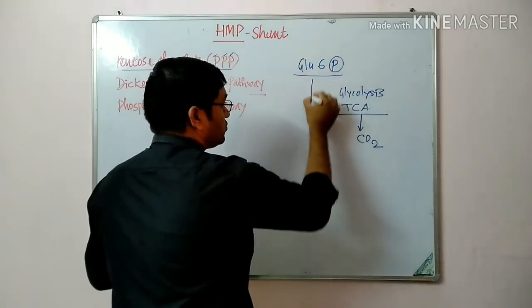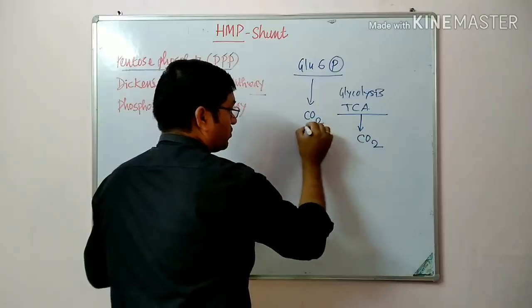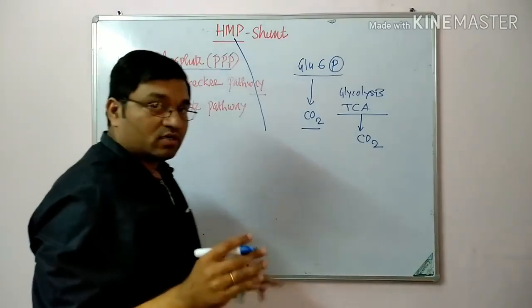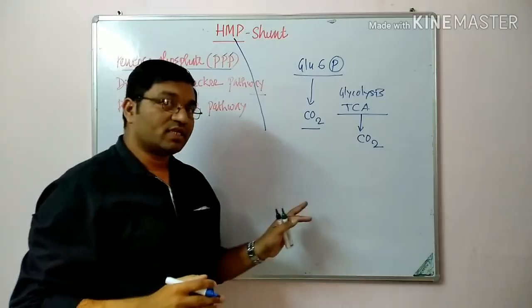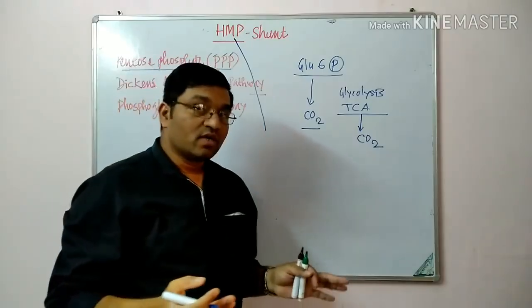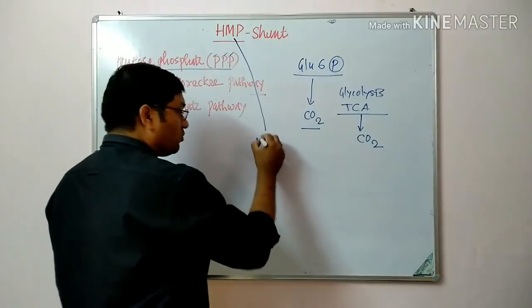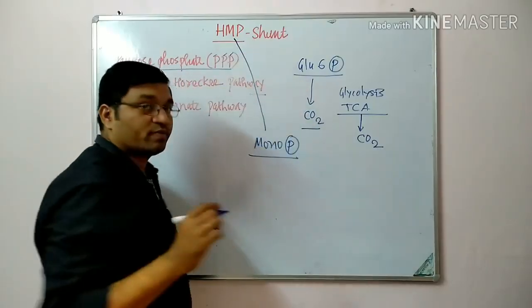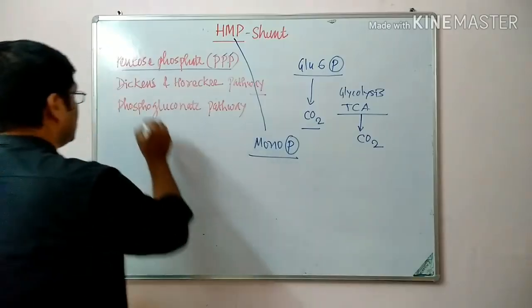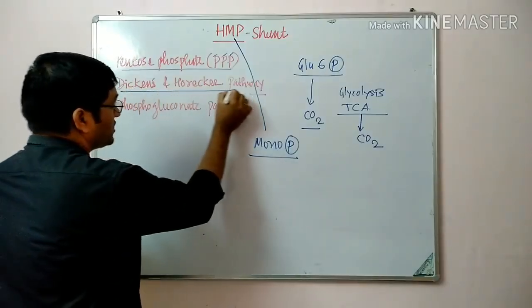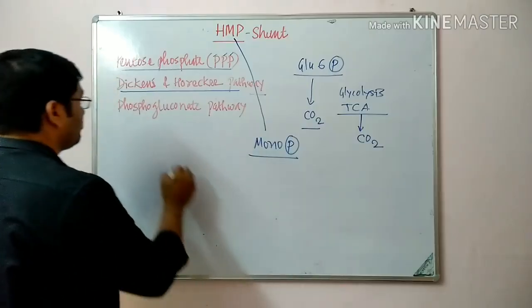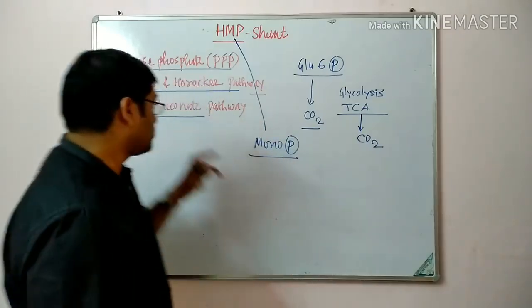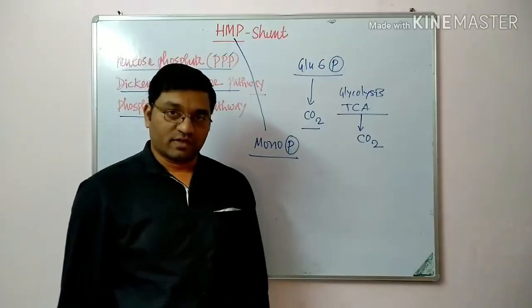pathway gives you CO2. And it is also known as monophosphate because, as we have already seen, in glycolysis there is generation of a number of bisphosphates, but in this pathway there is generation of monophosphates. That's why it is known as Hexose MonoPhosphate shunt. This is also known as the Dickens and Horecker pathway. Then phosphogluconate is an intermediate in this pathway. That's why it is also known as the phosphogluconate oxidative pathway.